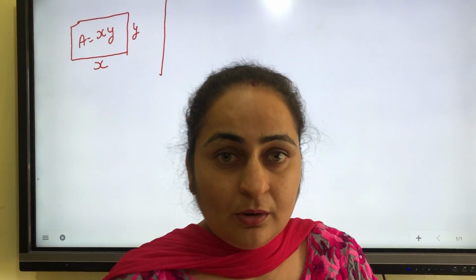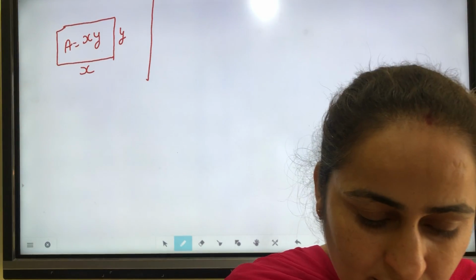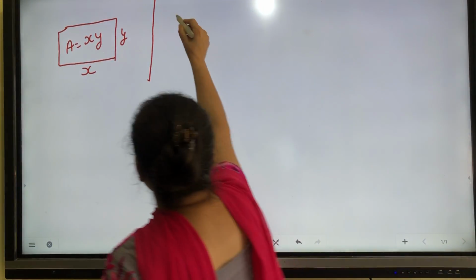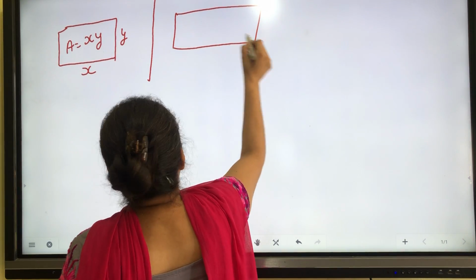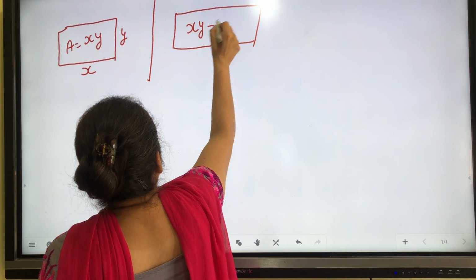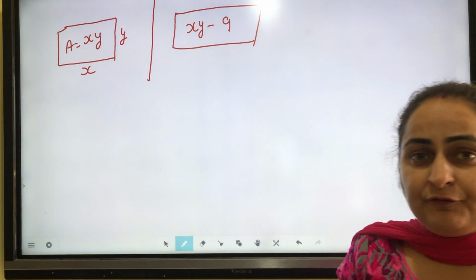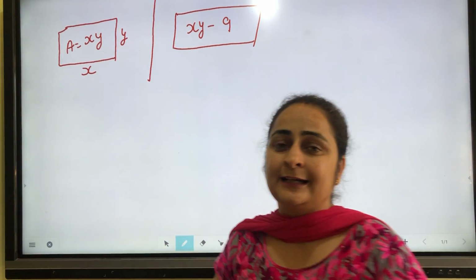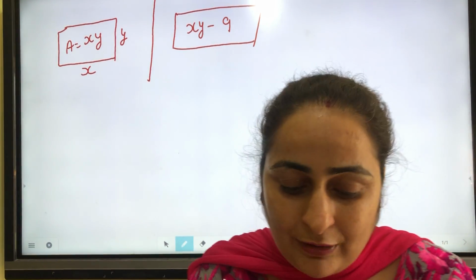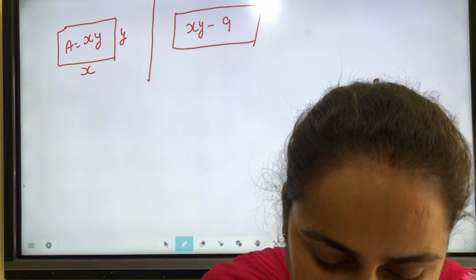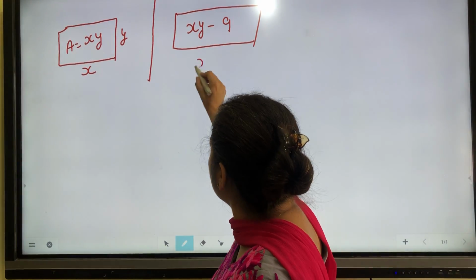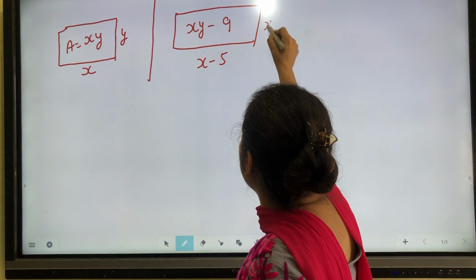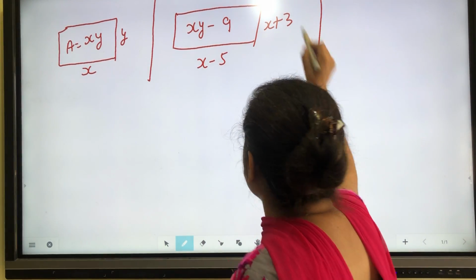Now, what's the condition given in the question? The condition is that the area is reduced by 9. First condition is, in place of area x multiply y, the area is reduced by 9. If there is a change in area, there must be a change in the dimensions of the rectangle, that is length and breadth. What are the changes in the length and breadth? The length is reduced by 5 and breadth is increased by 3. This is the first condition.